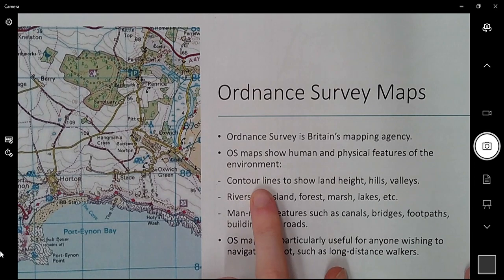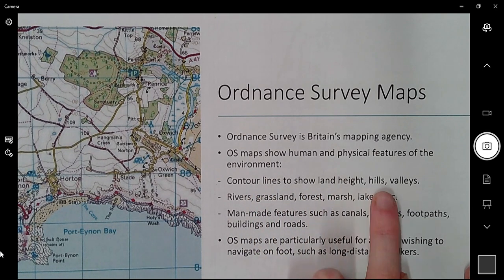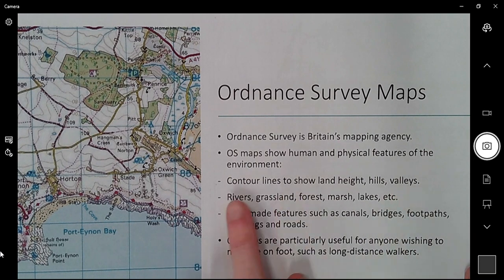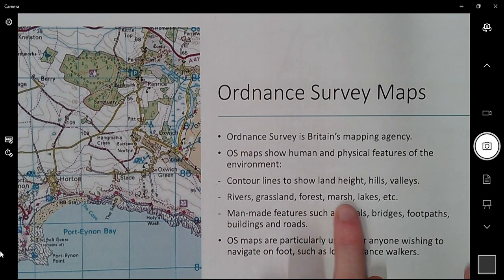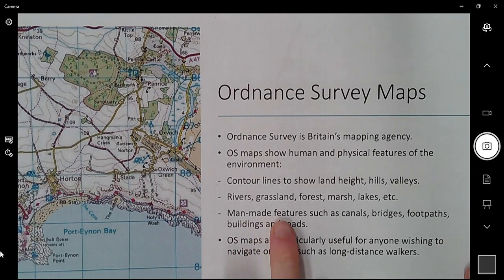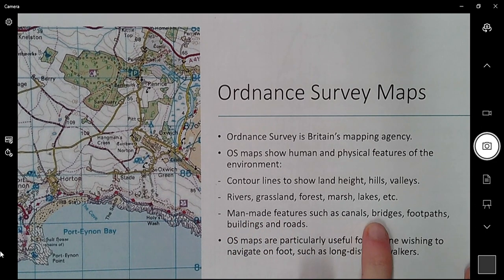Contour lines, or lines that are a bit wavy, show land height, hills and valleys. Rivers, grassland, forest, marsh and lakes are also included in these maps, and they are physical features of the environment. Then human features would include man-made features such as canals, bridges, footpaths, buildings and roads.